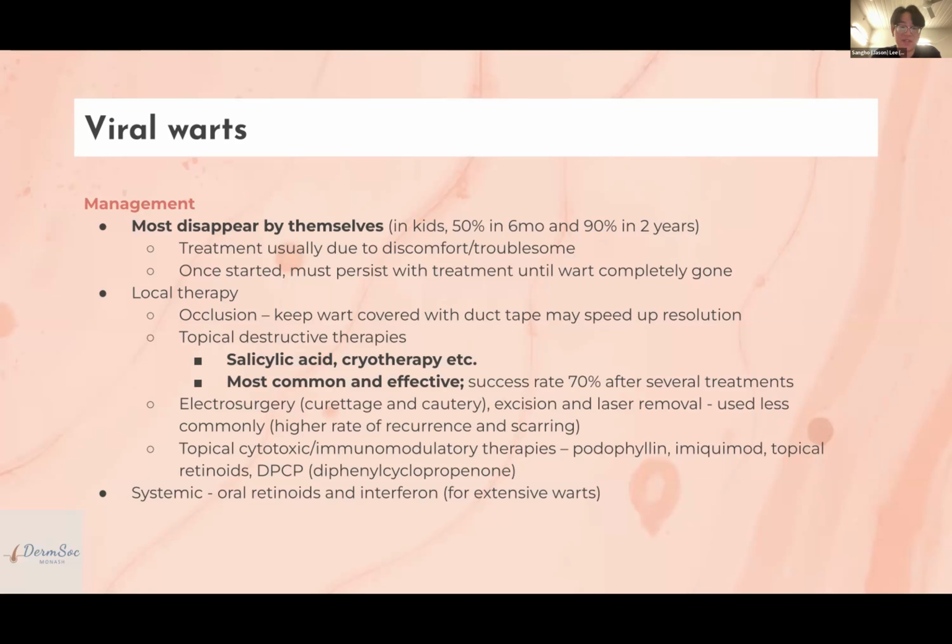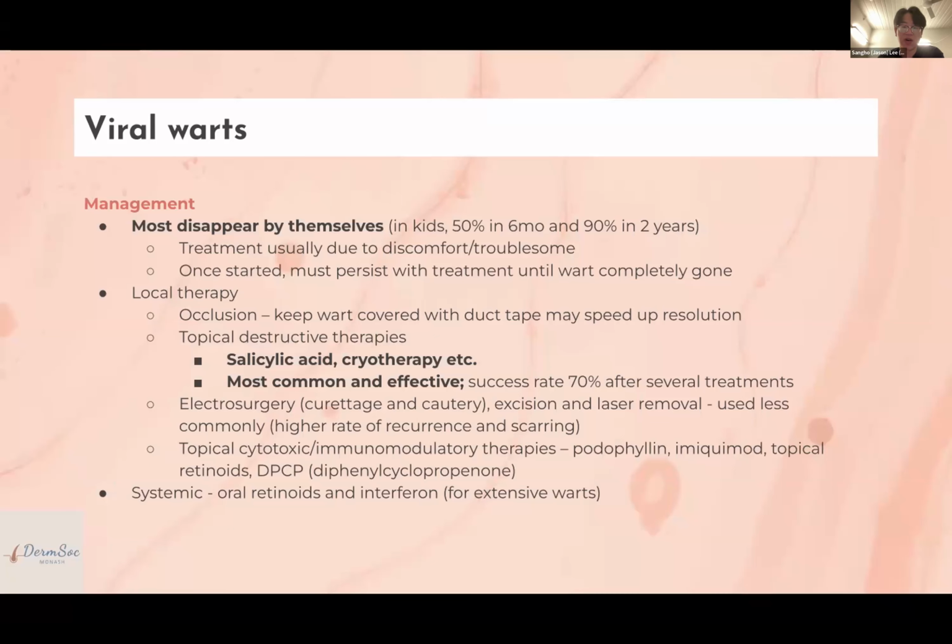So different approaches, you can put duct tape on it and they can go away, which is quite easy. You can use topical destructive therapies like salicylic acid, cryotherapy. They're quite common and effective, but they do cause quite a bit of pain. So you warn the patients before that. And other forms of therapy for warts are less commonly used.